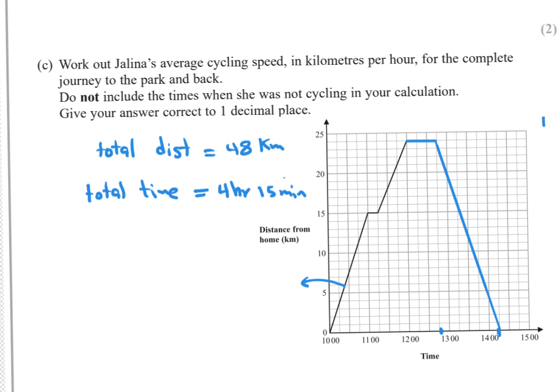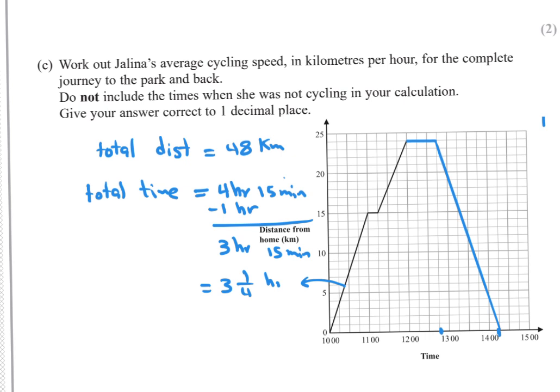But we need to exclude when she was not cycling. So 15 minutes, we need to exclude this 15 minutes and this 45 minutes. 15 minutes and 45 minutes, this means 1 hour. So subtract 1 hour. So now the time, 3 hours and 15 minutes. This is like 3 and 1 over 4 hours.